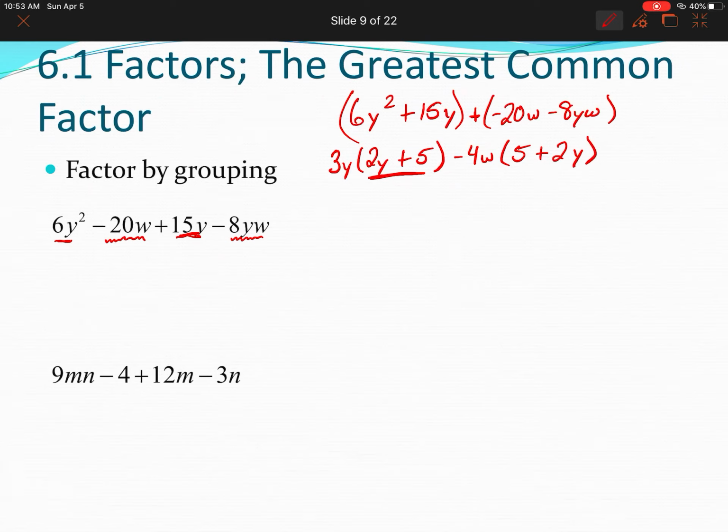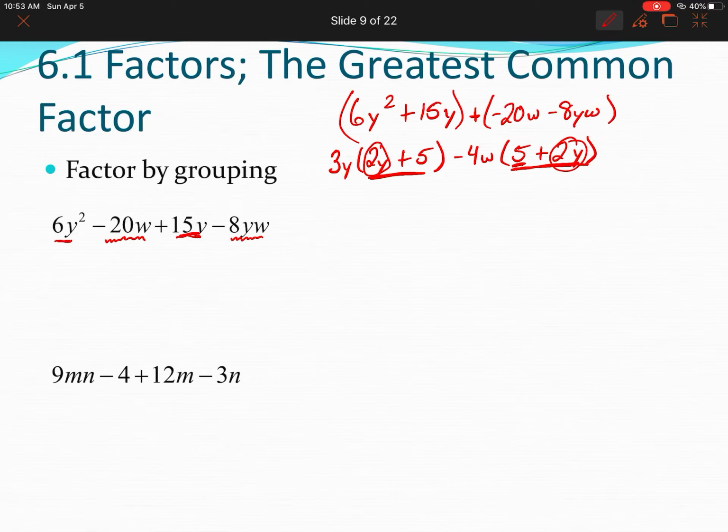Now, do our parentheses match? I can see, again, I've been doing this for a long time, some of you are saying yes, and some of you are saying no. So the answer is yes, they do match. 5 plus 2y and 2y plus 5 are the same thing, because this is 2y plus 5 and this is 2y plus 5, right? And so they are the same. It doesn't matter the order in which you write those terms as long as they have the right signs.